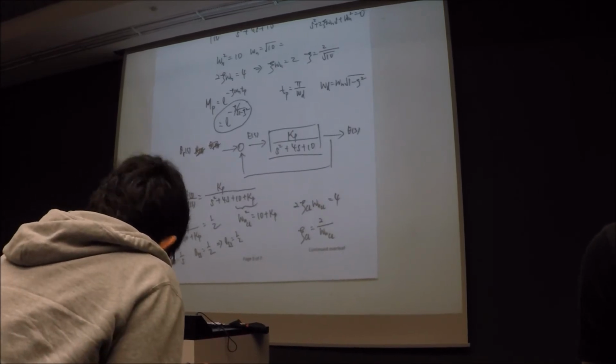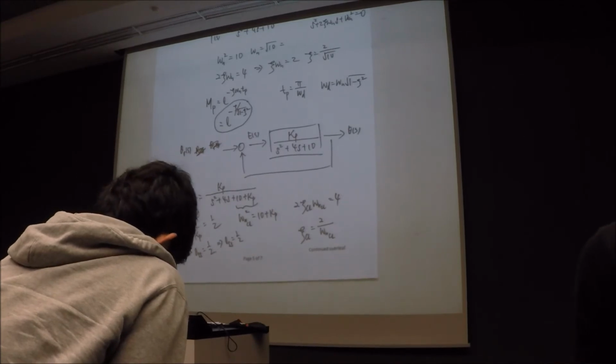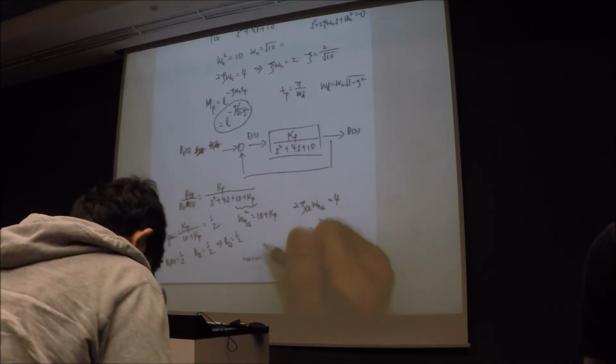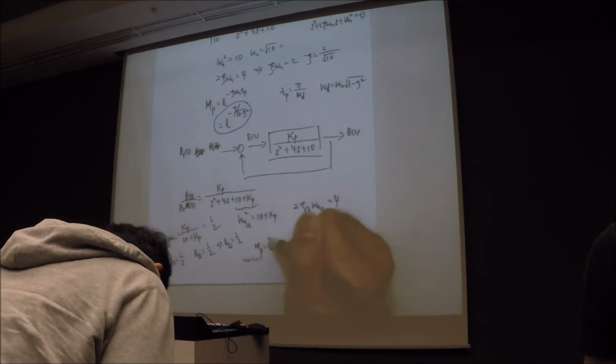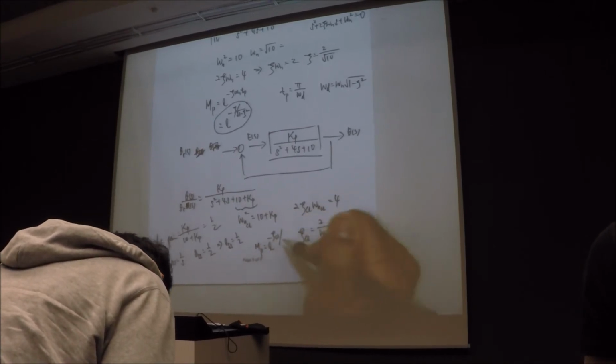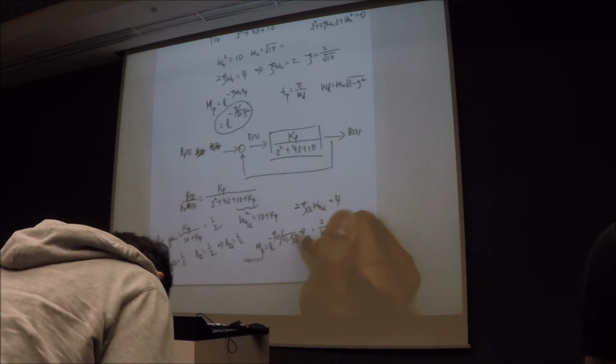Alright? And then they ask you to calculate the resulting maximum overshoot. So all you need to do is, your maximum overshoot is going to be equal to e to the power of minus zeta closed loop divided by square root of 1 minus zeta closed loop squared.